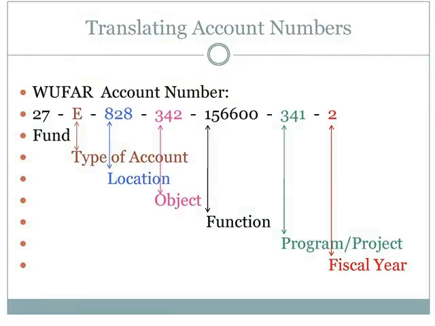The account number structure used in Wisconsin's K-12 public school districts consists of 7 distinctive elements. In the upcoming slides, I will show you and explain each specific element comprised within the account number.